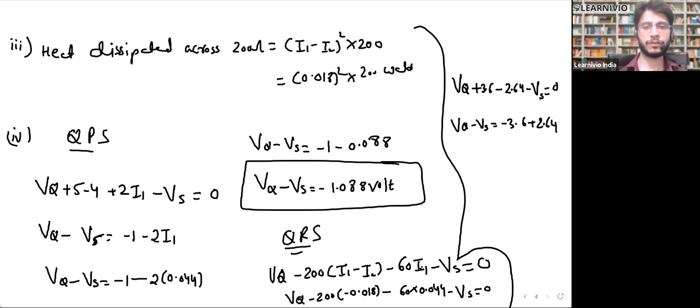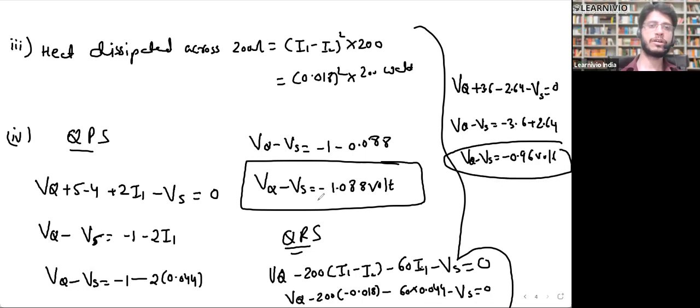Okay, a very small difference. I'll tell you why I'm getting this. You are getting that small difference. 3.6 minus 2.64. It's 0.96. This is what you are getting, right? VQ minus Vs is minus of 0.96. Yes, sir.